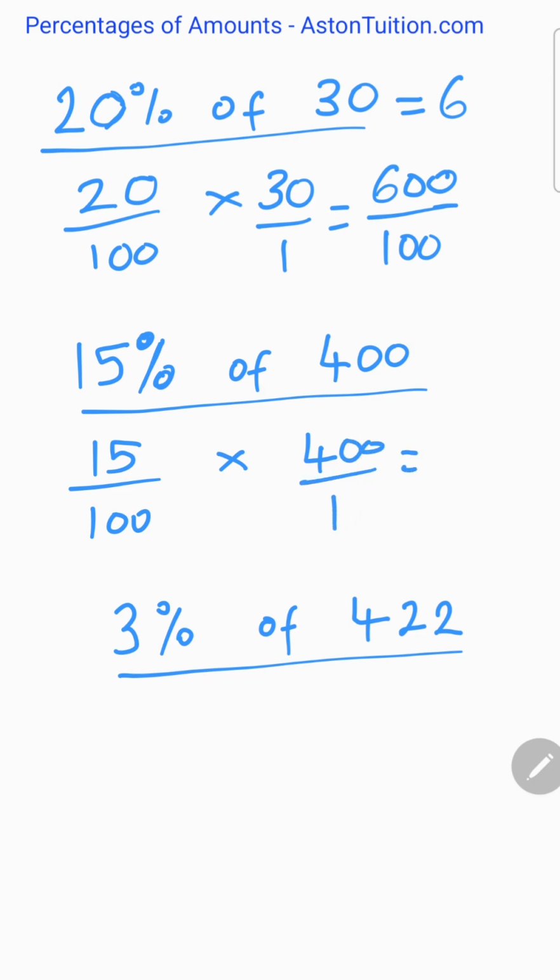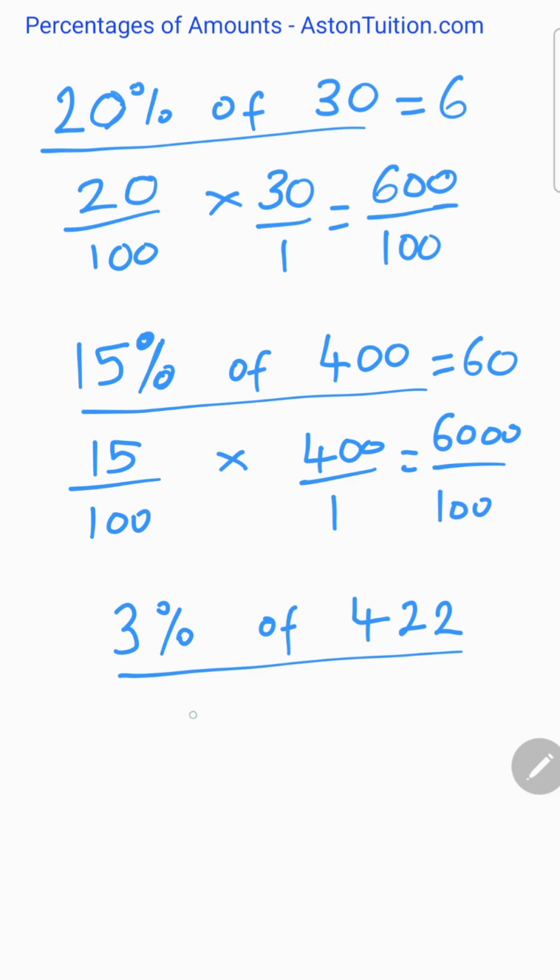So here now we need to do 400 times 15. So I know 400 times 10 is 4,000. Half of that is 2,000. So 4,000 and 2,000, so this is 6,000 divided by 100. So the answer there is 60.